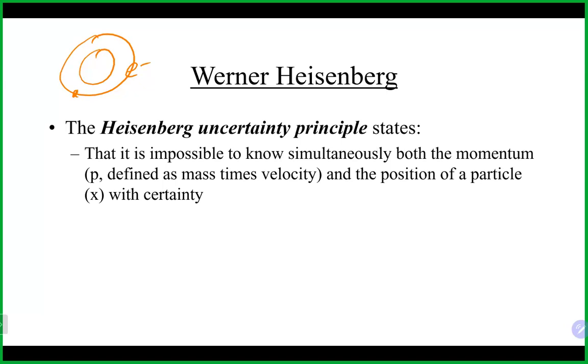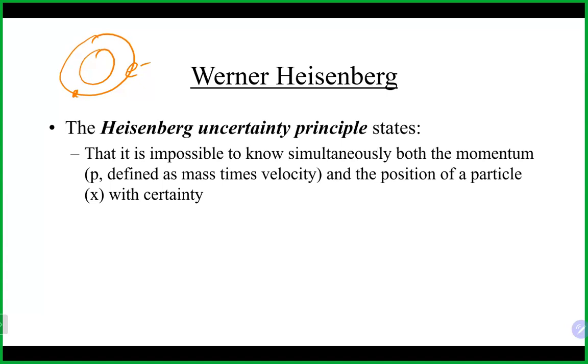And Heisenberg's uncertainty principle basically says that it is impossible to know simultaneously both the momentum and the position of a particle at the same time. And actually, the more you know about a particle's position, the less you know about how it's traveling, and vice versa. The more you know about how it's traveling, the less you know about its position.